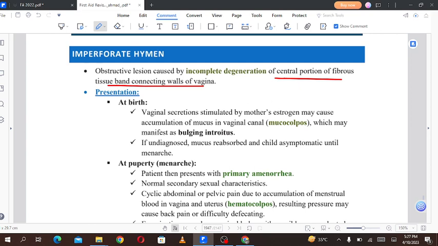Presentation at birth: vaginal secretion stimulated by the mother's estrogen may cause accumulation of mucus in the vaginal canal, mucocolpos, which may manifest as a bulging introitus. If undiagnosed, the mucus is reabsorbed and the child is asymptomatic until menarche.